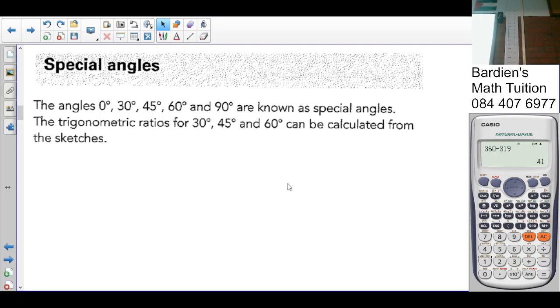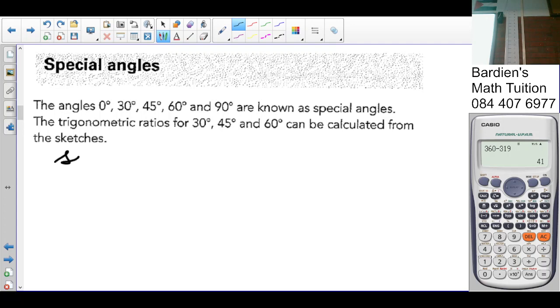that the angles 0, 30 degrees, 45, 60 and 90 are known as special angles. The trigonometric ratios of 30, 45 and 60 can be calculated from the sketches. Okay, so they gave you a sketch, but it's something you must remember. Okay, so what I do is I just show you a technique to set up your own triangle anyway.